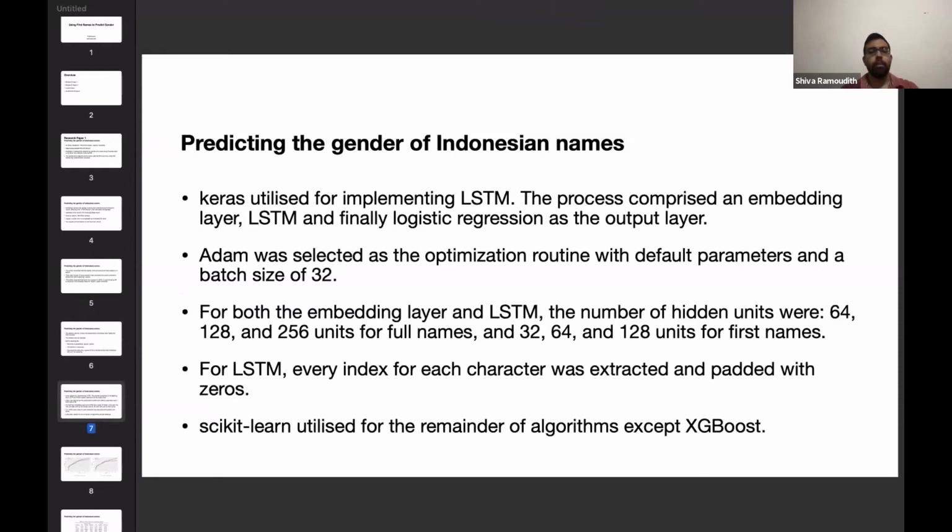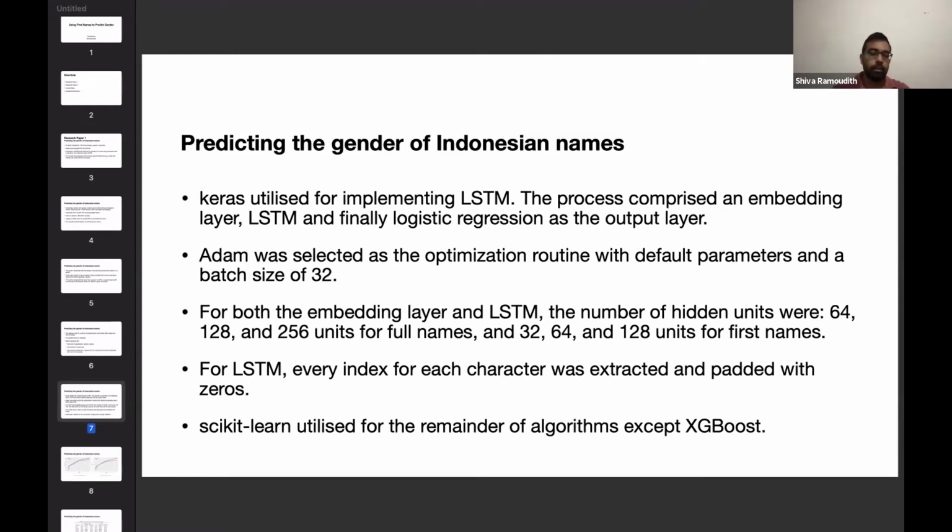So, onto some implementation details. He utilized Keras for implementing the LSTM, and the process comprised an embedding layer, the LSTM itself, and finally logistic regression as the output layer. The optimization routine was selected to be Adam with default parameters and a batch size of 32. For both the embedding layer and the LSTM layer, the number of hidden units was chosen to be 64, 128, and 256 for full names. With regard to first names only, he chose 32, 64, and 128 units, respectively.